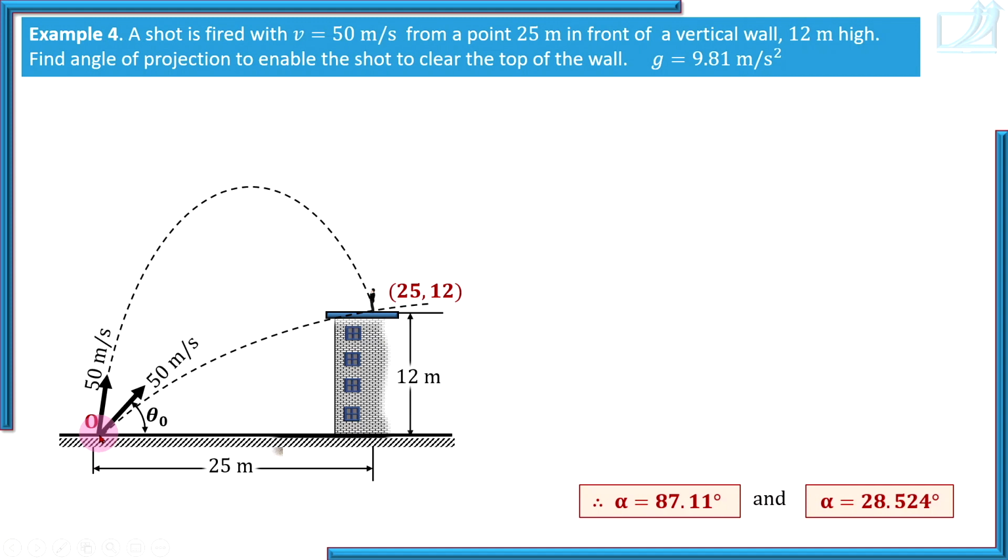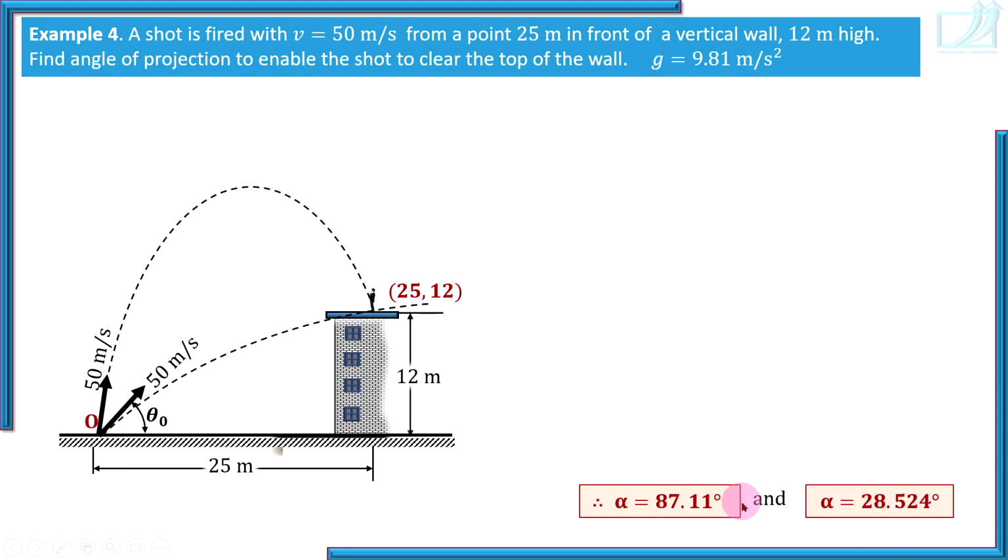A boy throws a ball from ground with velocity 50 meters per second, and it is caught by a man standing on the roof of the building. Where this man is standing, coordinates are same, it is 25 meters from the point where the ball was thrown, and he is on the roof of a building which is 12 meters high. So at what angle the ball must have been thrown, that is the question. Of course V0 is given, theta 0 to be found out, and this man catches the ball in the sense he is in the path of the ball. So use the equation of path and you will get the same two answers.